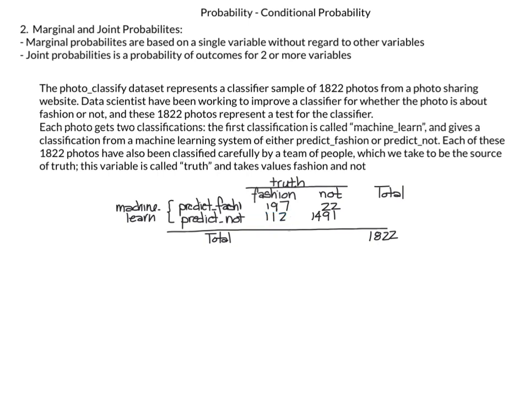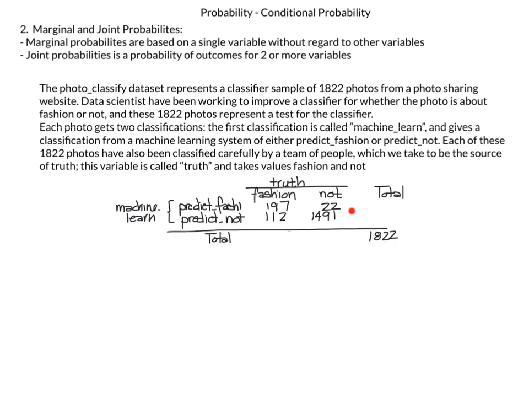And then finally, we have these 1,491 photos that experts said were not about fashion. It's in the not column, and our machine learning did predict correctly that it was not about fashion. And by the way, if you add up all these numbers, you should get a total of our 1,822 photos.